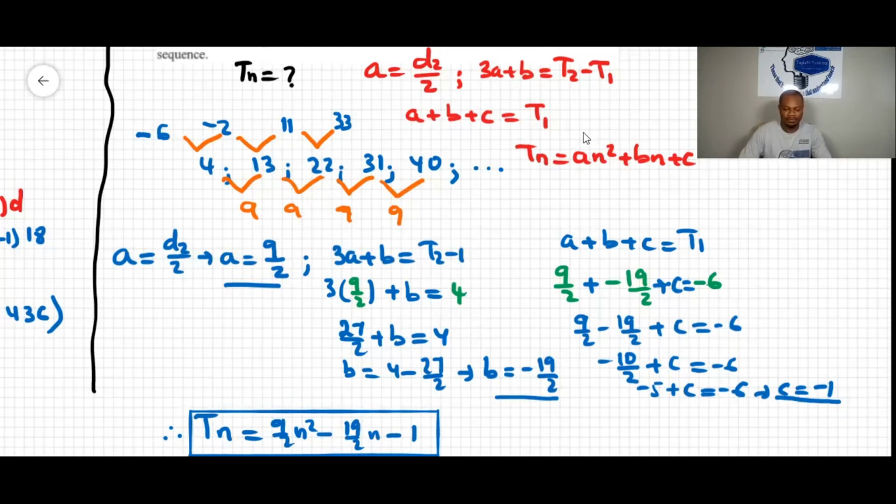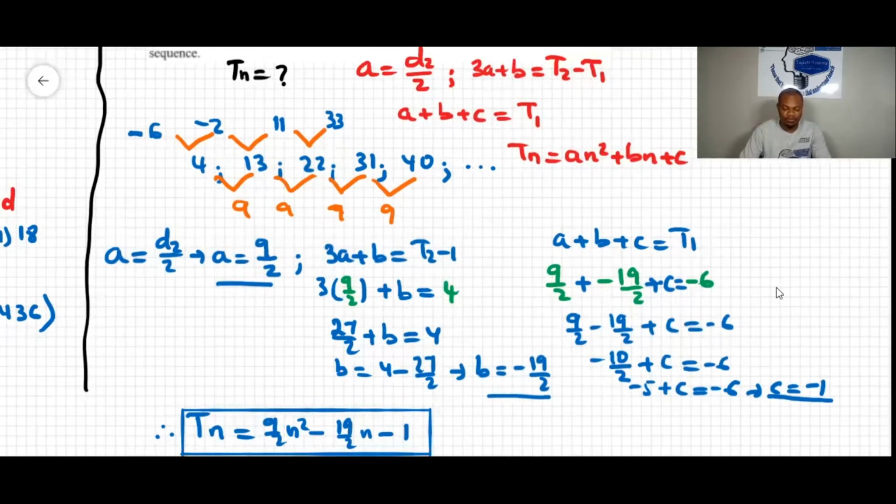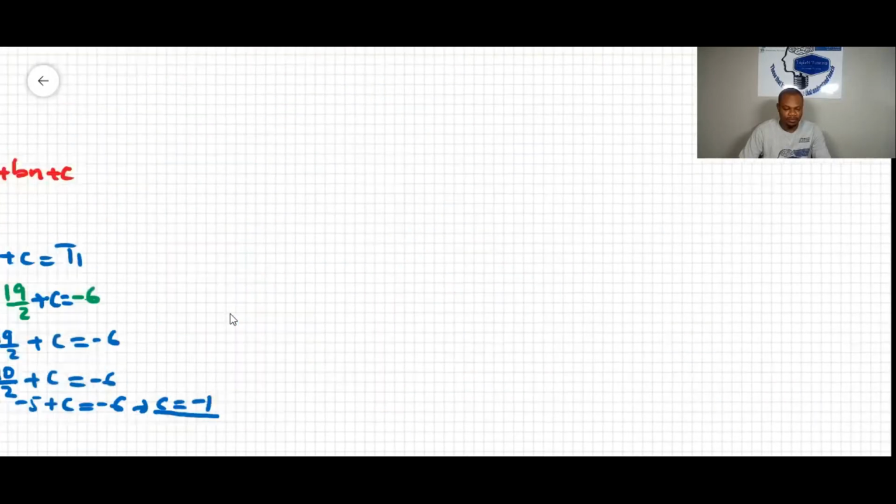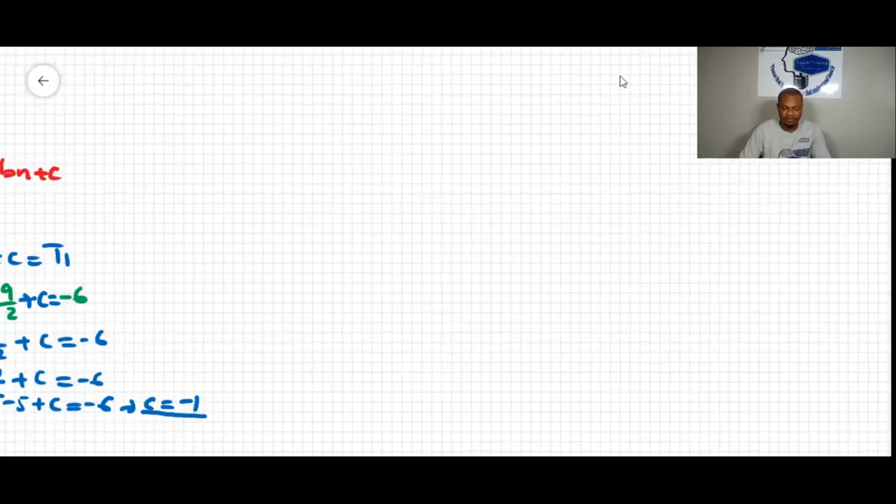Now, there are many ways to solve this problem. We can also solve the same problem by using a different method. We can do it this way. I want to move this over here, and then I'm going to paste the same problem.